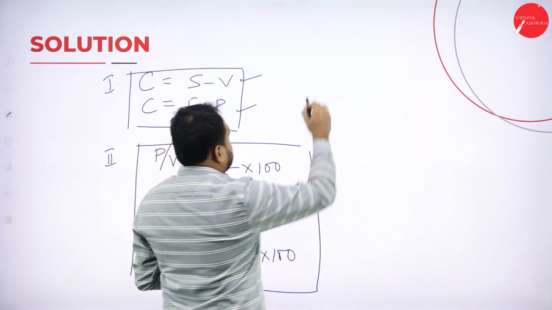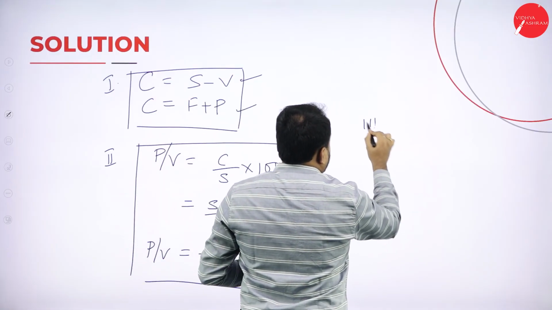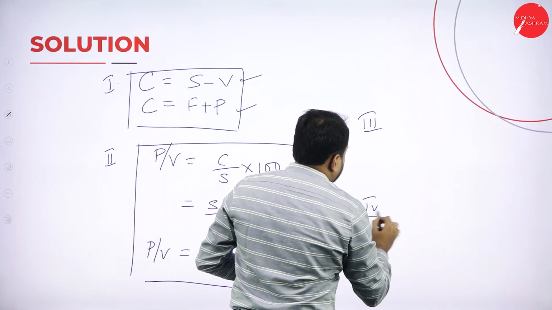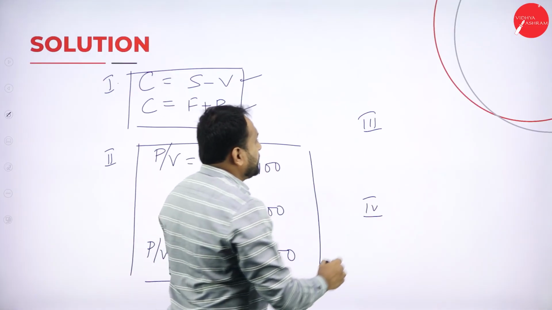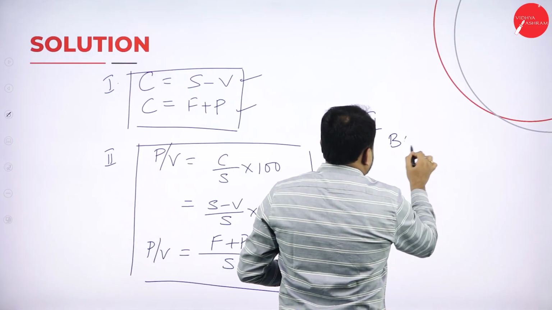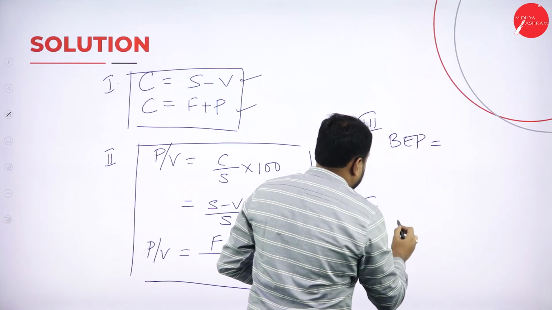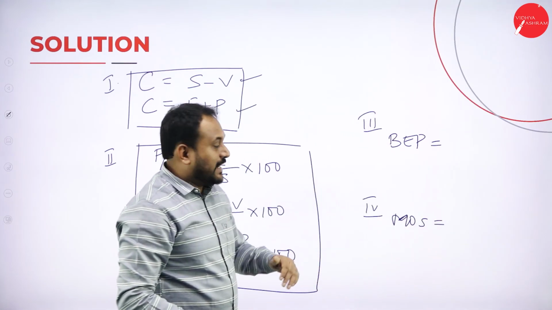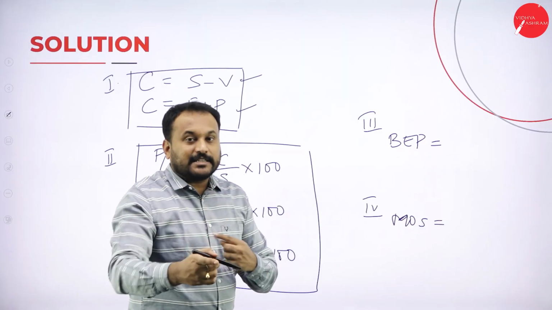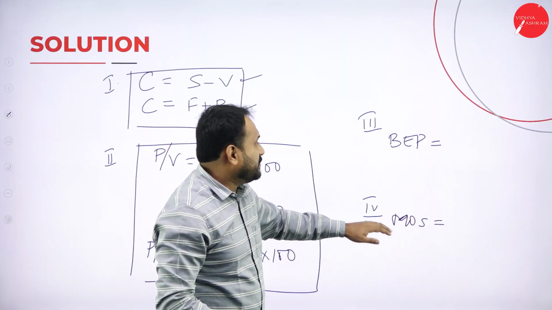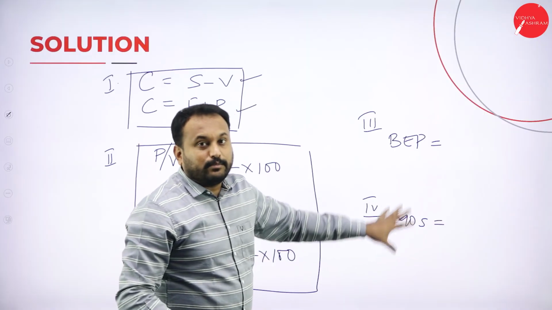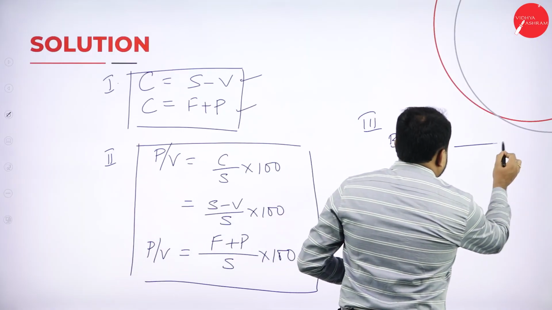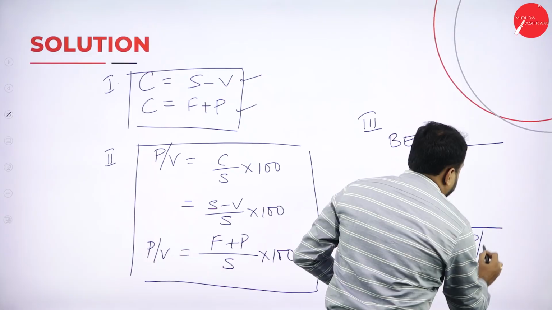The third formula and the fourth formula: we have BEP is equal to, and MOS is equal to. Till now we have not solved MOS. In the next class I'll tell you how to solve MOS as well. Now BEP and MOS both have something in common: the denominator is PV.